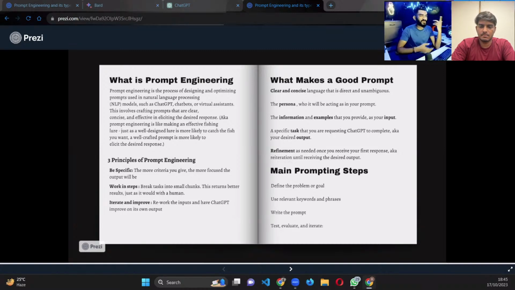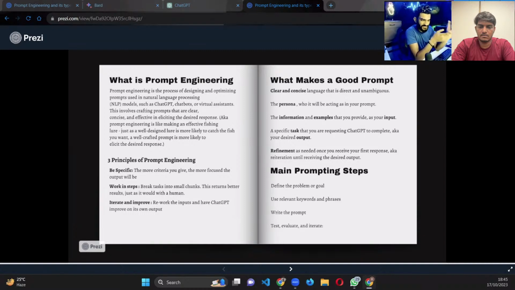And then comes again your refinement. As you are getting an output, then again reiterate. You can always reiterate on your problem to get a better output, right? So when it comes to prompt engineering, basically it is something where we can optimize our prompts, where we can design our prompts, and make our models understand our problem better, right?